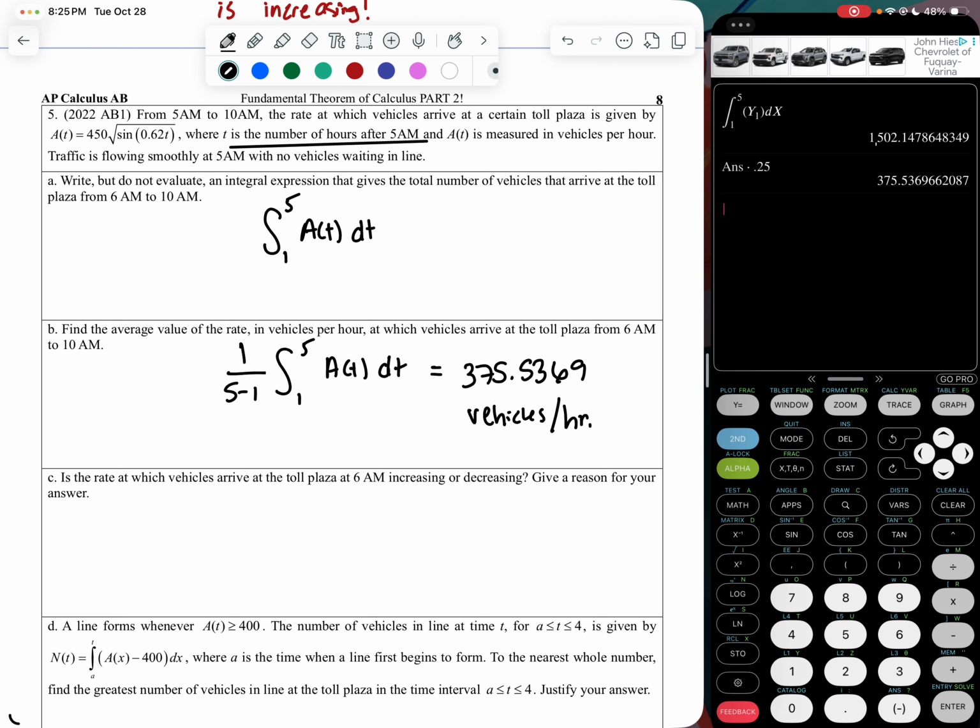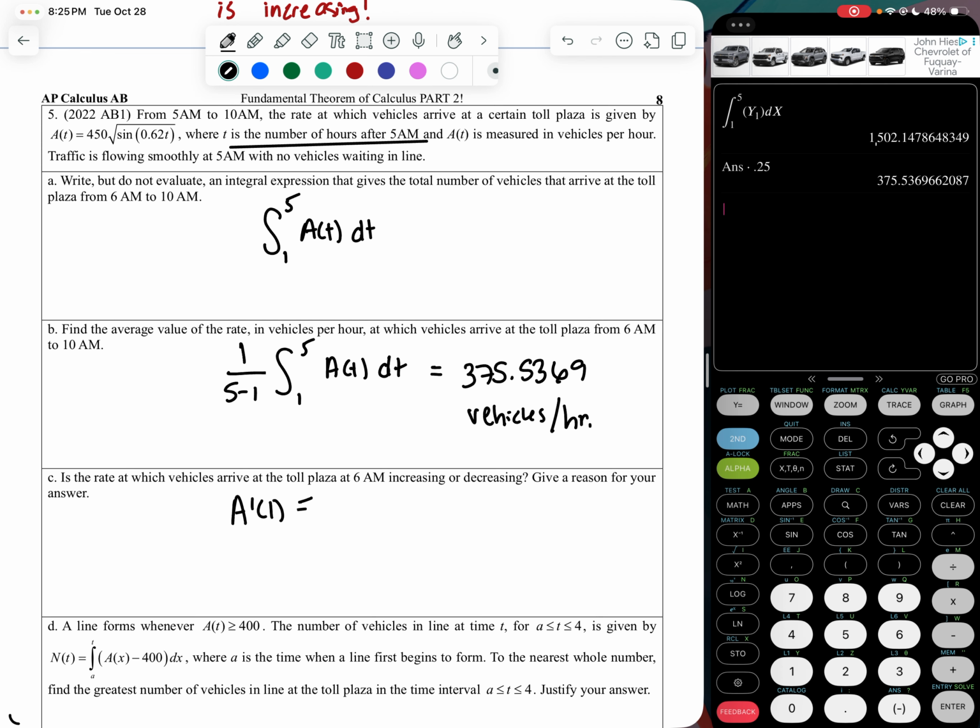Part C says, is the rate at which vehicles arrive at the toll plaza at 6 a.m. increasing or decreasing? Give a reason for your answer. So it's talking about the rate, and is it increasing or decreasing? We need to take the derivative of A of t at 6 a.m., which is going to be A prime of 1.